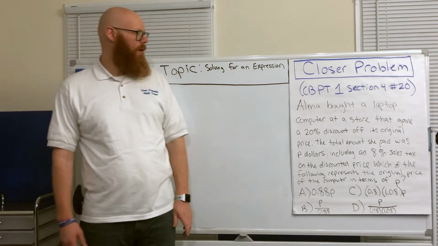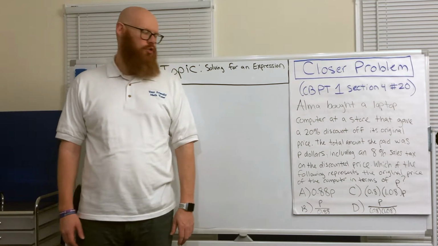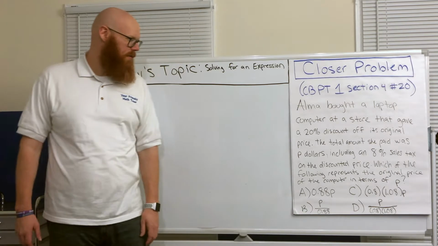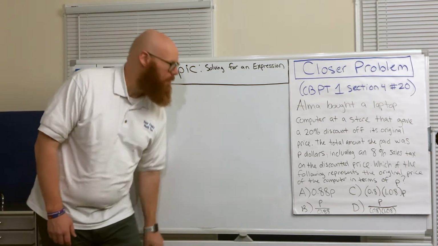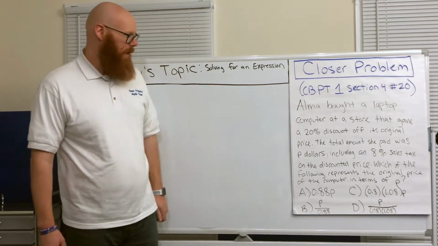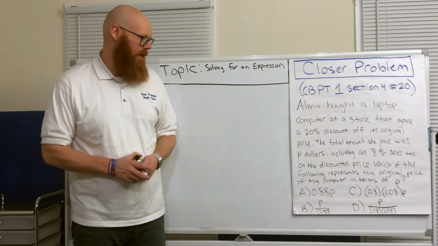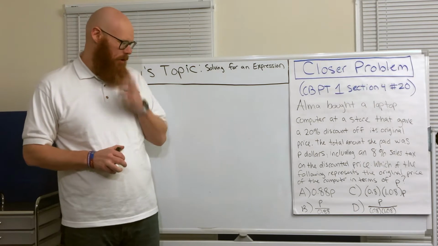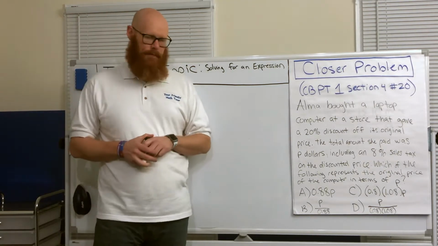This is College Board Practice Test 1, Section 4, number 20. Alma bought a laptop computer at a store that gave a 20% discount off its original price. The total amount she paid was P dollars, including an 8% sales tax on the discounted price. Which of the following represents the original price of the computer in terms of P?